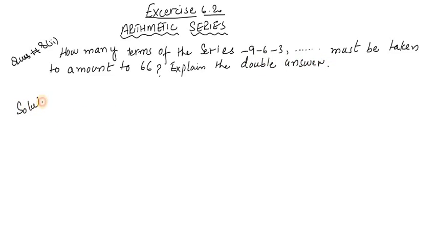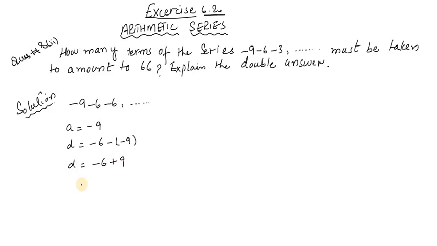Okay, the solution is: the sequence is as given, -9, -6, -3 and so on. So here the first term, that means a, is equal to -9, and the common difference d you can find by subtracting the first term from the second term. So we get the common difference is 3.